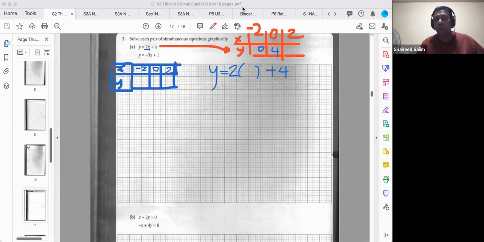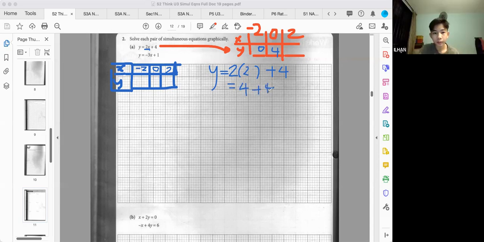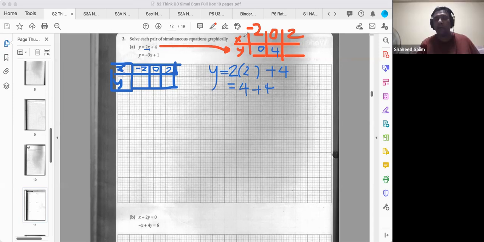Then after that, what do you do? Then you must put 0 as the next one. 2 times 0, 0. 0 plus 4, 4. Then the next one you must put 2. 2 times 2 is 4. 4 plus 4, 8. Wait, but then there's an x over there. Yeah, this is the value of x. We are putting this value inside here.